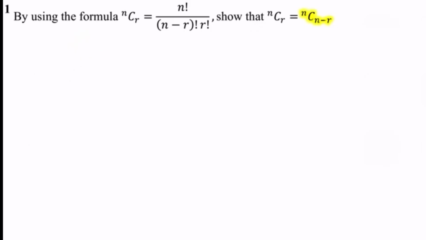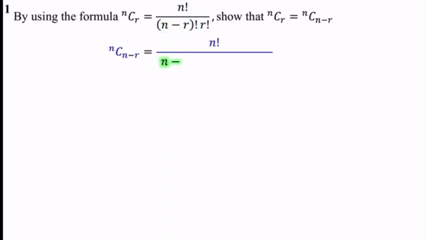Let's discuss question number 1. By using the formula nCr equals n factorial divided by (n minus r) factorial times r factorial, show that nCr equals nC(n minus r). First of all, let's start from the right hand side.